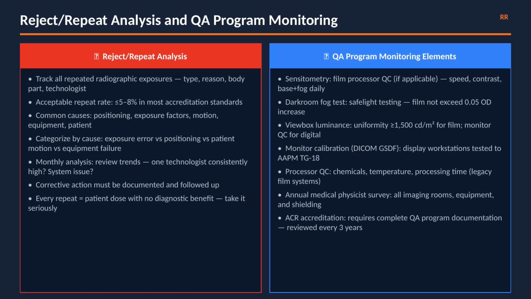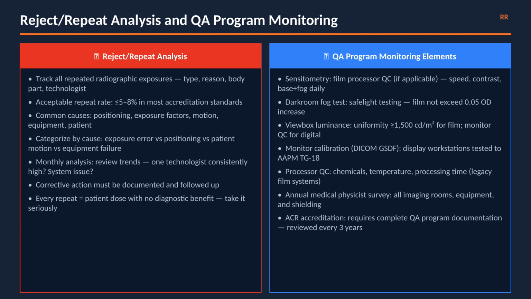Reject analysis is one of the most clinically practical QA tools, and one of the most commonly tested on the ARRT. Track all repeated radiographic exposures. Record the body part, projection, reason for the repeat, and the technologist who performed it. Acceptable repeat rate in most accreditation standards: 5 to 8% or less. Categorize every repeat by cause.